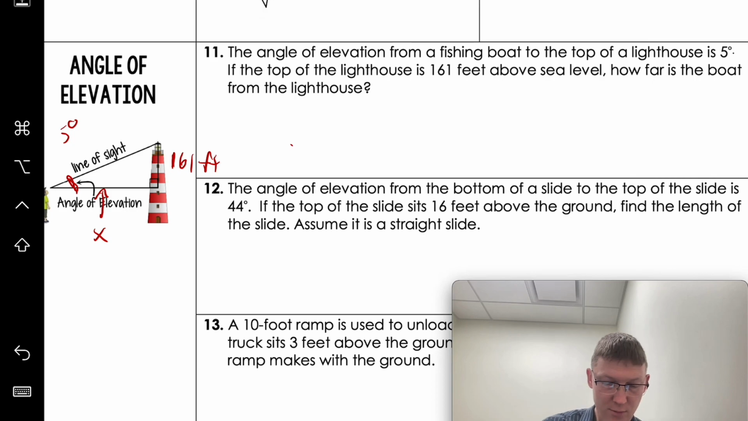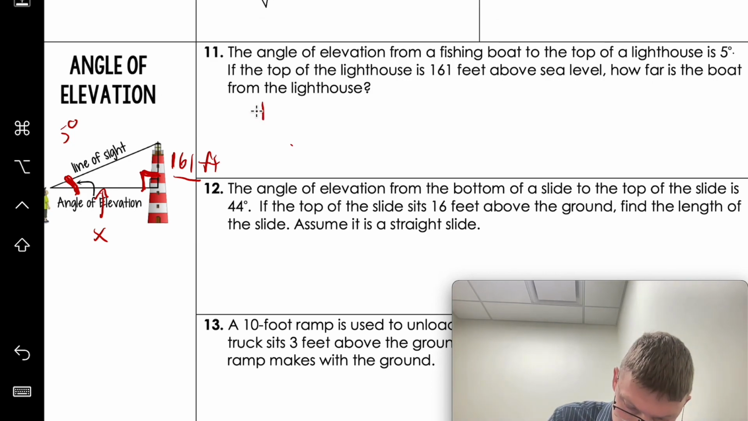Things we have: our theta, and we have our opposite. We know that this is a right triangle because we're defining this as a height. That's why we can do this. So 161 feet is our height. We have our opposite and our adjacent, so we're going to use tangent.